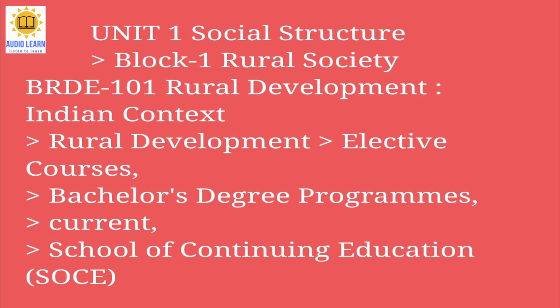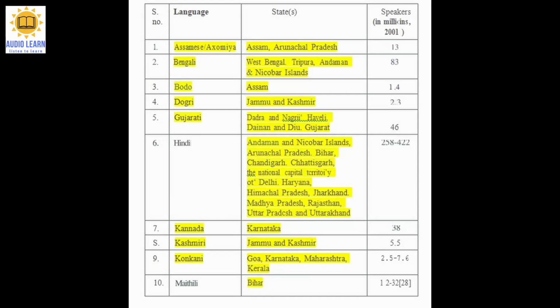At present, there are 22 official languages of India. The following table lists the official languages, besides English, set out in the 8th Schedule as of May 2008. Look at the screen for table content.